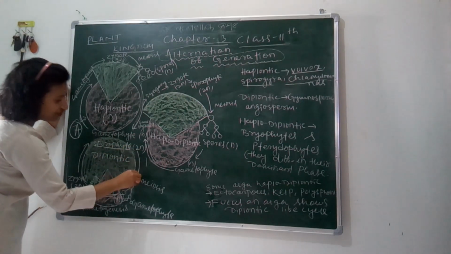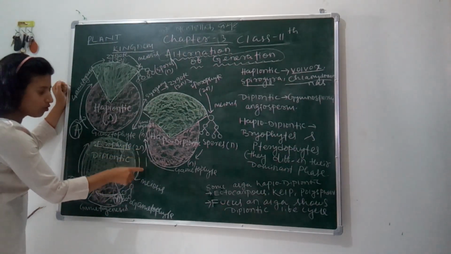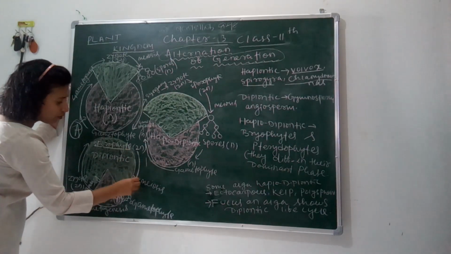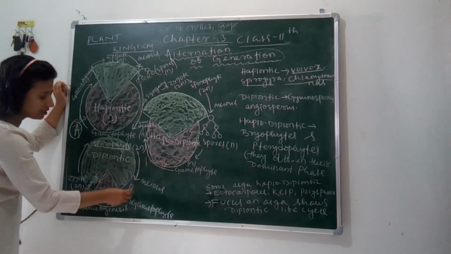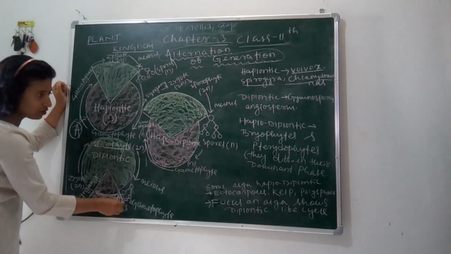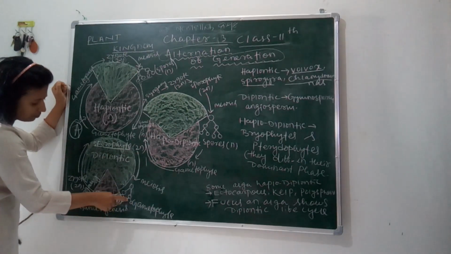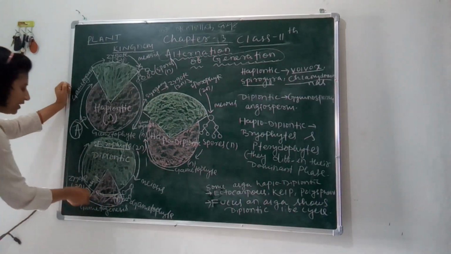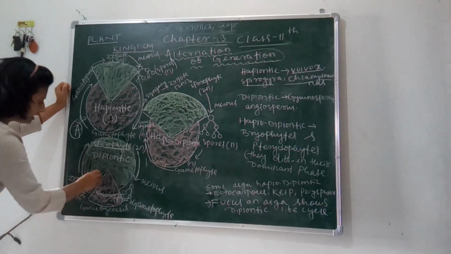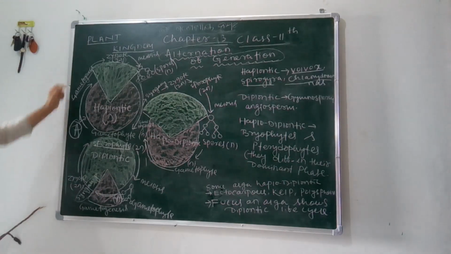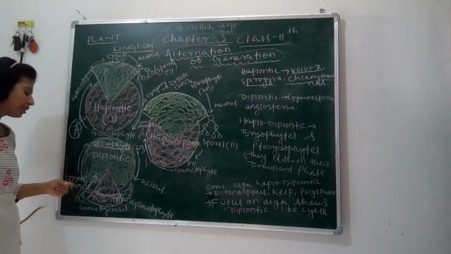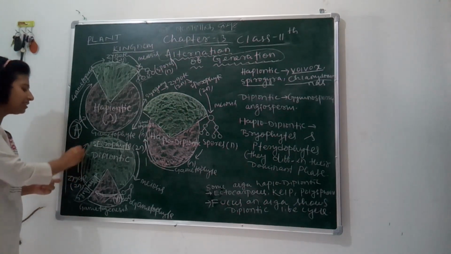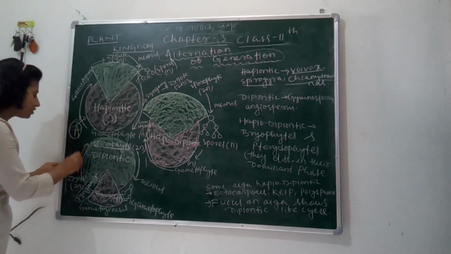As we know, if the parent body is 2n, then it goes through meiosis to form haploid spores. So the 2n goes through meiosis and forms 4 spores, and the 4 spores go through gametogenesis and the gametes formed are fertilized. This is syngamy. Syngamy means fertilization, and after fertilization the gametes form the 2n or diploid number of chromosomes in the zygote, and again the zygote goes through mitosis.